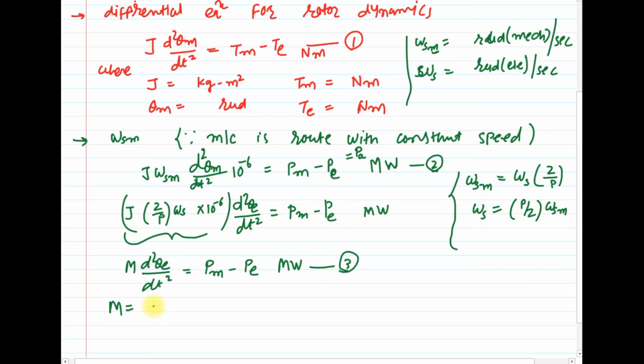Where m is equal to moment of inertia, or I can say total moment of inertia of synchronous machine. The unit is megajoule second per electrical radian. Clear?